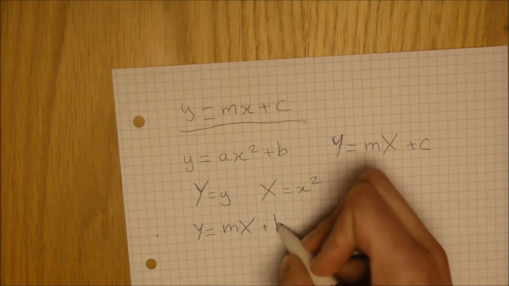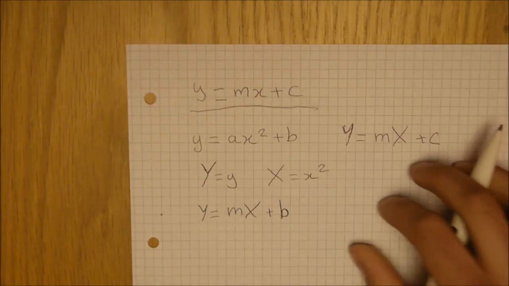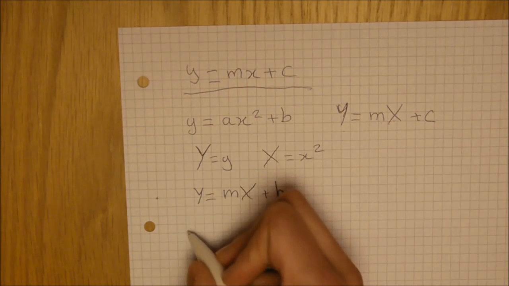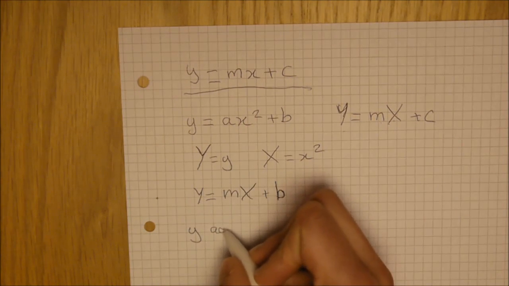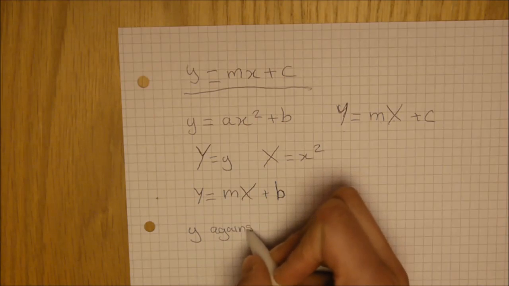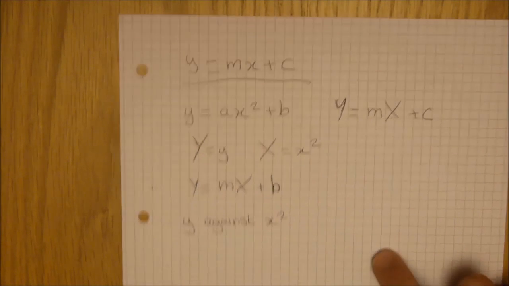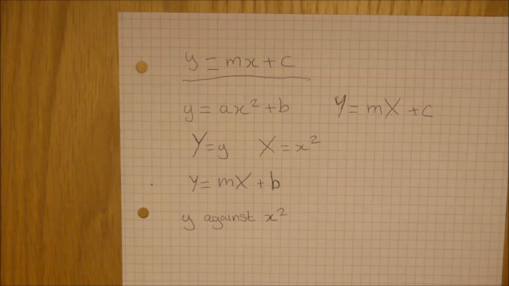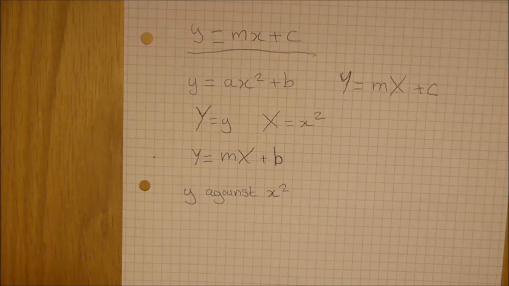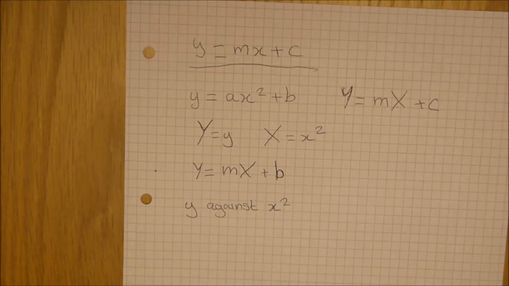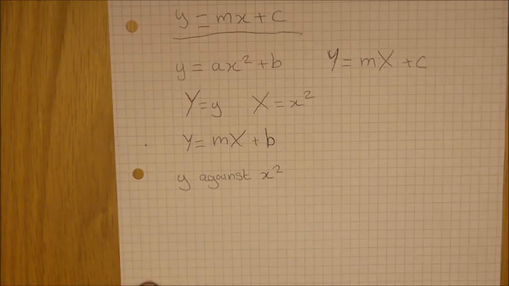What this means is that we can still plot a linear graph of y against x squared. This is good because we can see relationships in a linear form, which often means it's much easier to draw lines of best fit, but also to figure out gradients and y-intercepts. Well, not so much y-intercepts, because where it crosses the y-axis, but you know what I mean.